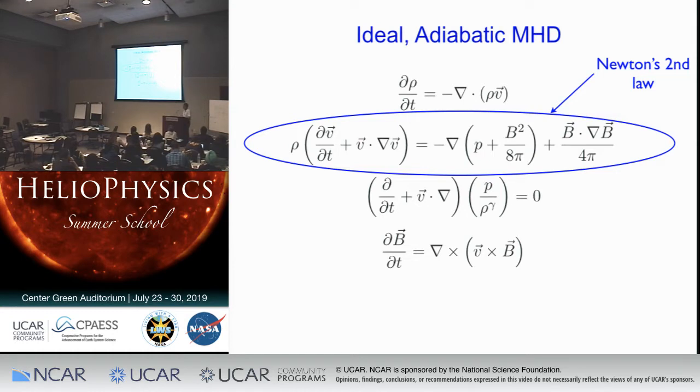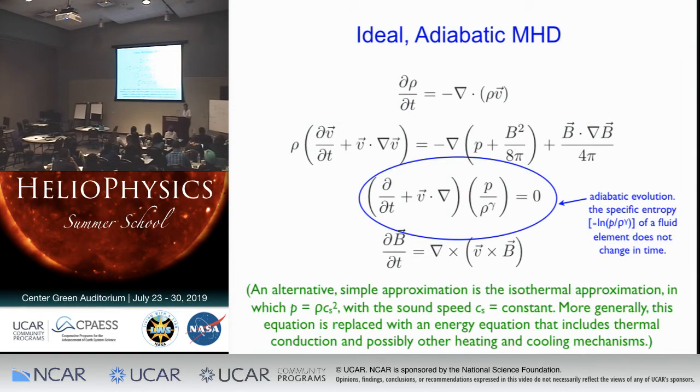This next equation here is an adiabatic condition. Again, you see this combination, partial t plus v dot grad. That's another time derivative following a fluid element. In this case, instead of taking a time derivative of the velocity itself, we're taking a time derivative of this quantity, which is related to the specific entropy. Actually, if we took the logarithm of this quantity, we'd have the specific entropy, but we don't need to do that here because the time derivative is zero anyway. This is just saying there's no heat flow in the plasma. You can have more sophisticated energy equations, but we don't need them for our purposes today.